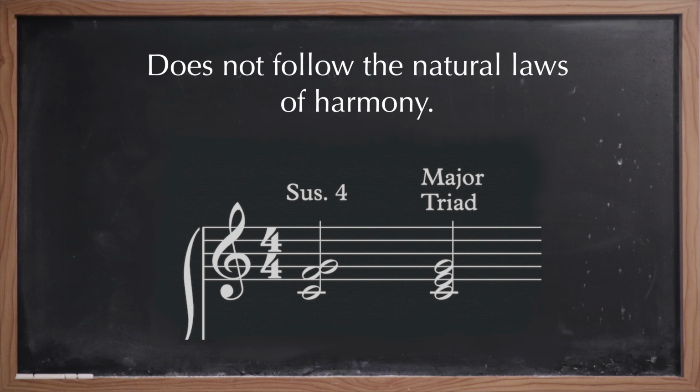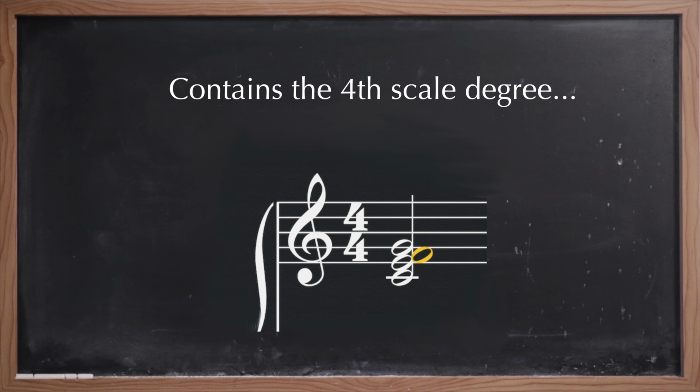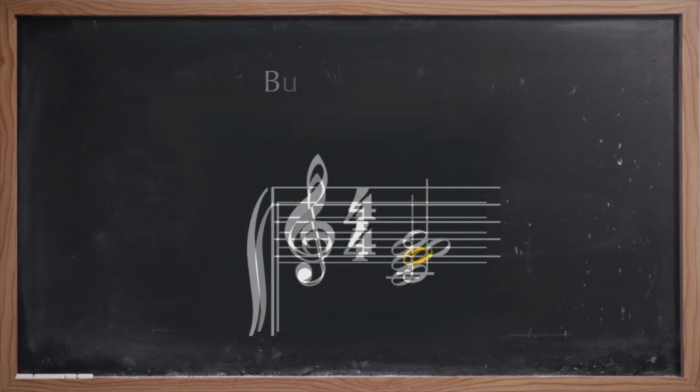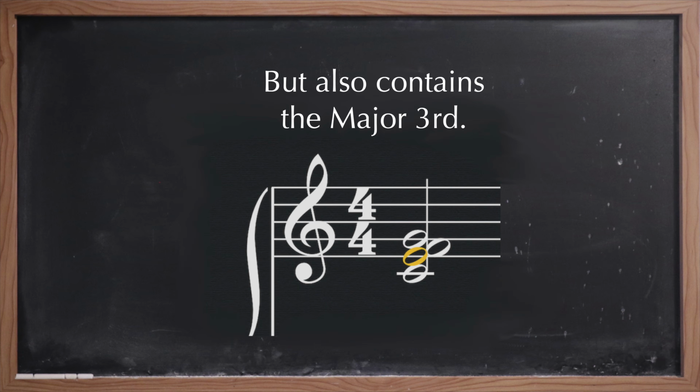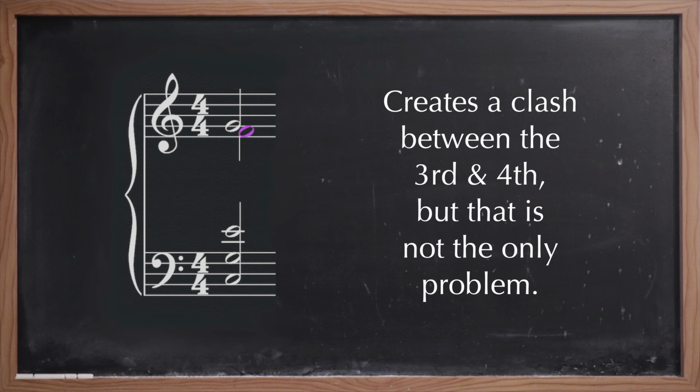The reason why this chord does not work is because it contains the fourth, which is commonly used for creating a suspended fourth type of sound. But instead of allowing the dissonance to resolve downward to the major third like it normally would, this chord already includes the major third. What this does is it creates a minor second dissonance, but that's not the only reason.